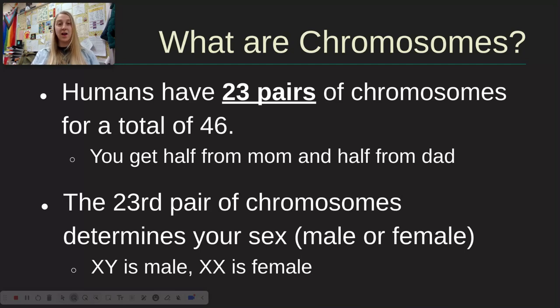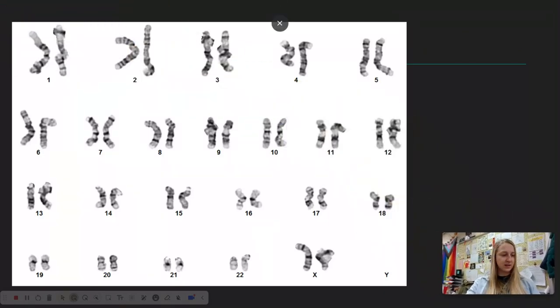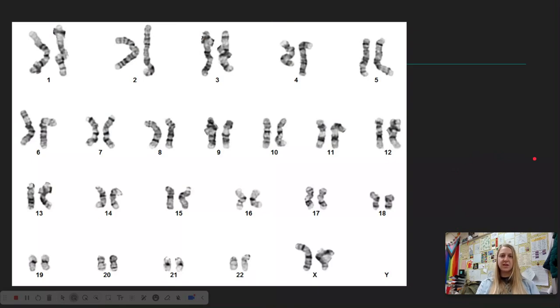If you have XY, you have a penis. If you have XX, you don't have a penis. It's blunt, but it's as simple as that. So keep that in mind. That'll help you be successful here. So let's look at this. This is the image that you'll see in your notes.